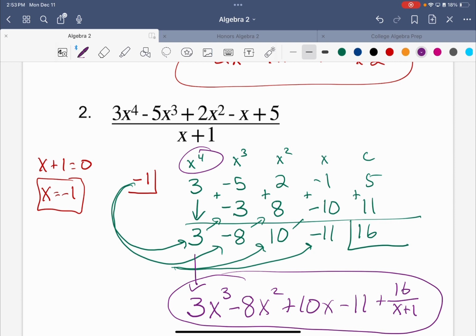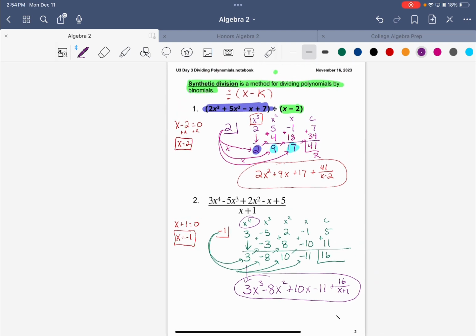Always double checking your math as you're doing these. Check your multiplying, check your adding, make sure you have the signs correct. Negative times a negative is a positive, negative times a positive is a negative, and so on and so forth. You have to be careful with these. Lots of silly little mistakes happen when we're doing synthetic division. Any questions with those two?